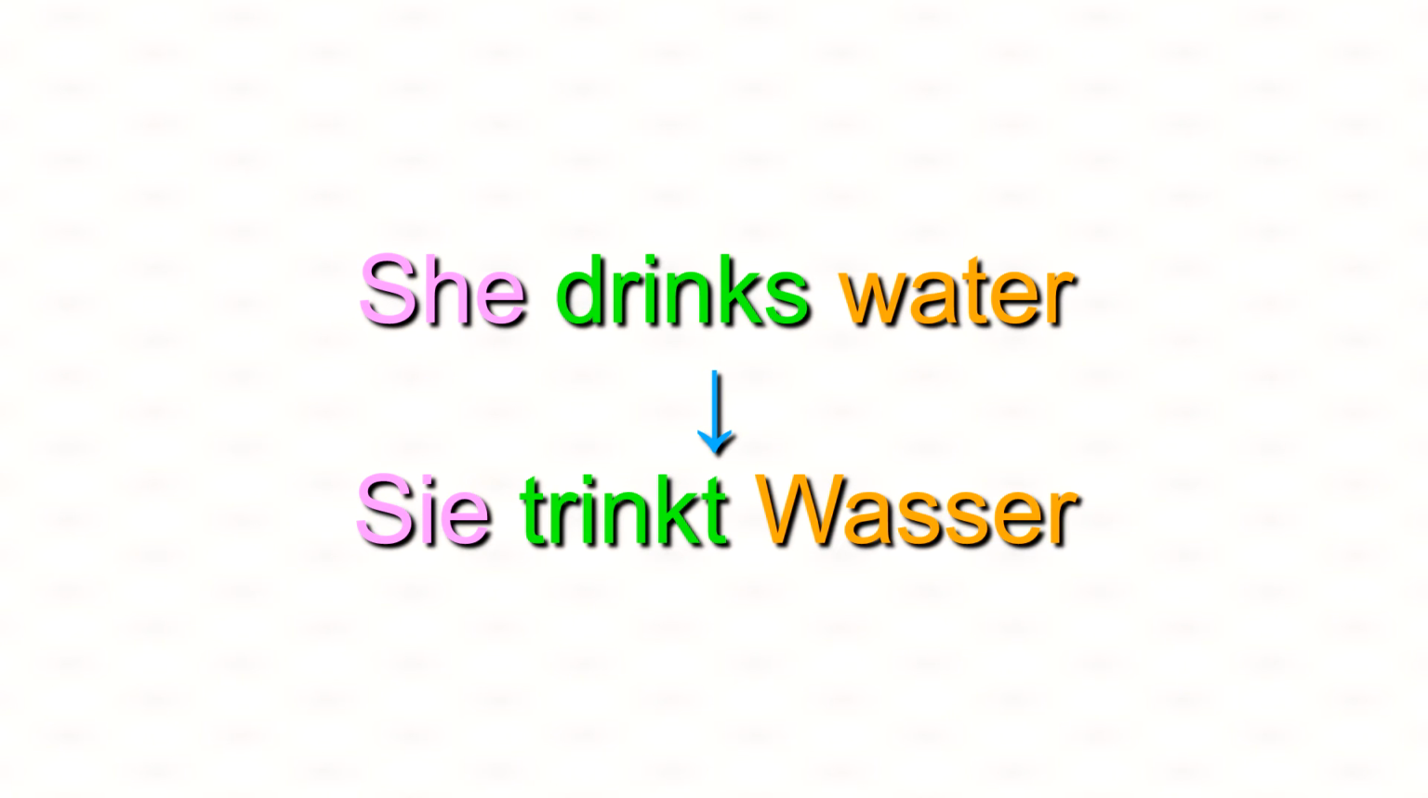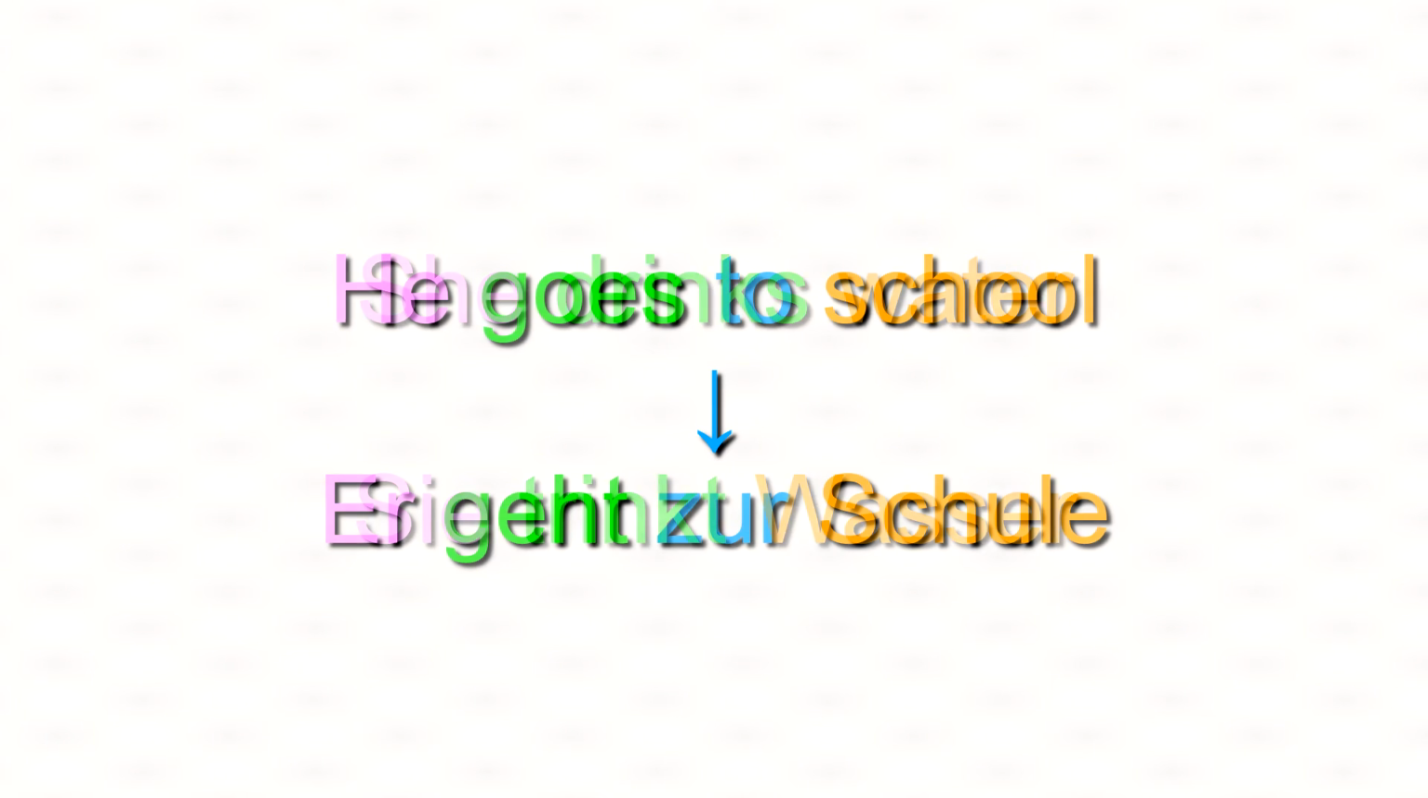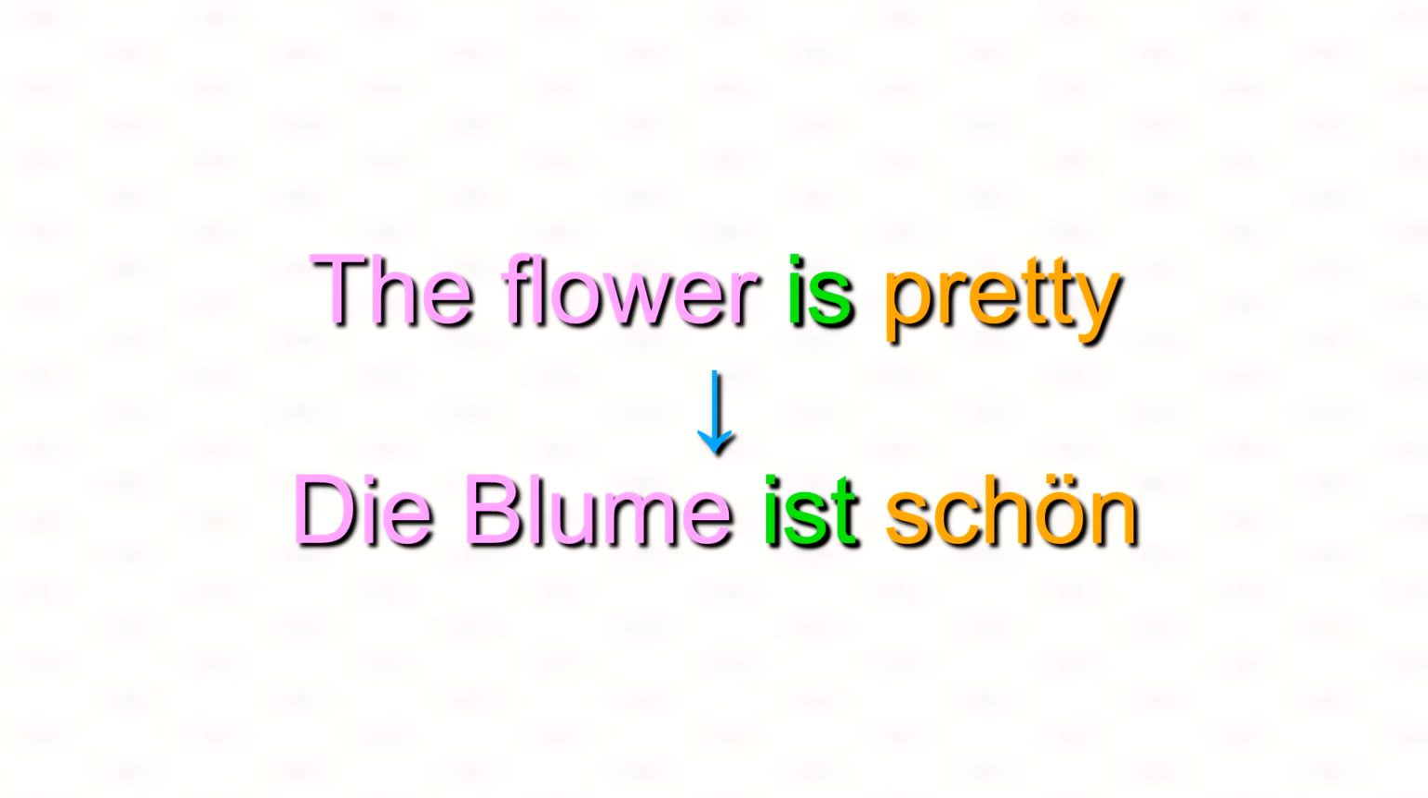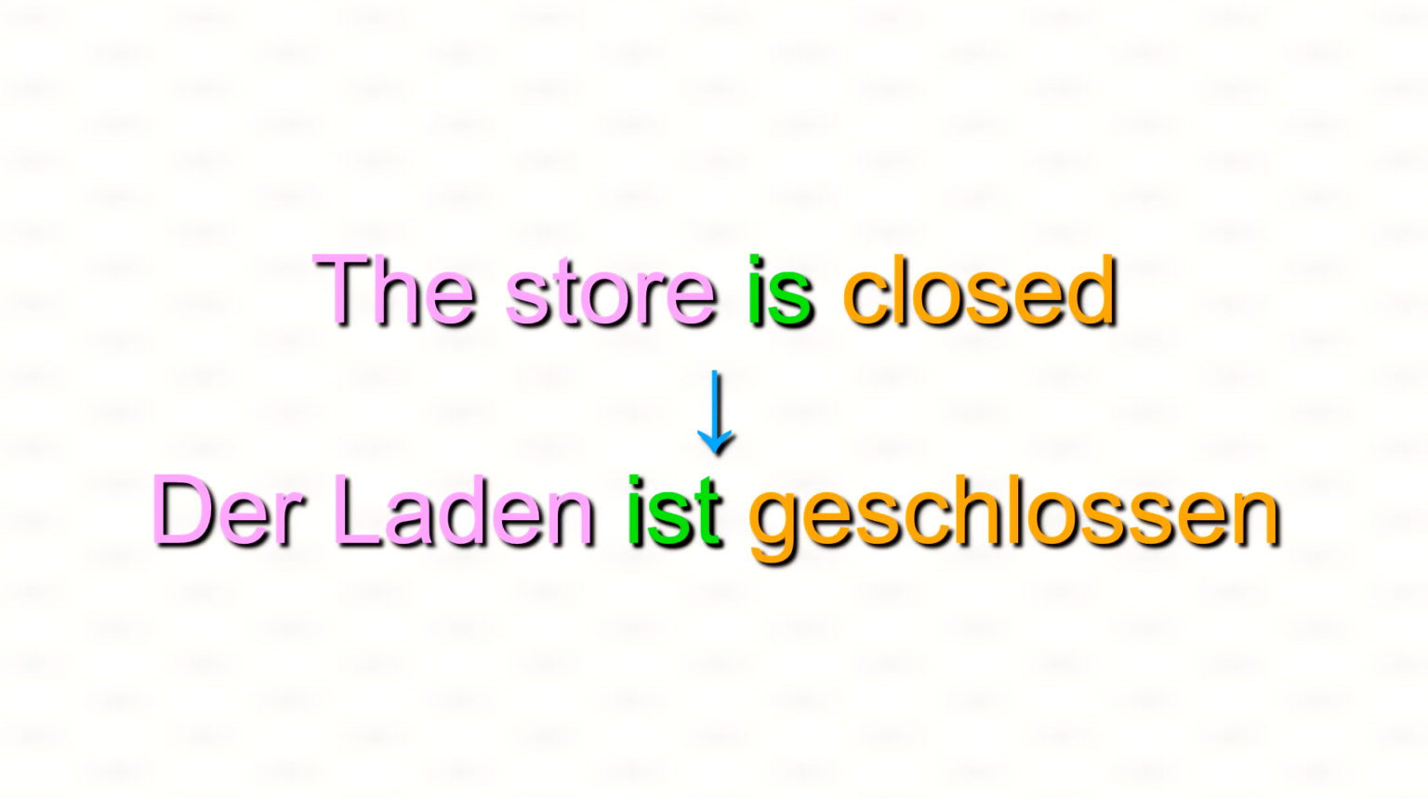She drinks water is sie trinkt Wasser. He goes to school is geht zur Schule. The flower is pretty is die Blume ist schön. The store is closed is der Laden ist geschlossen. However, not all sentences are this simple.